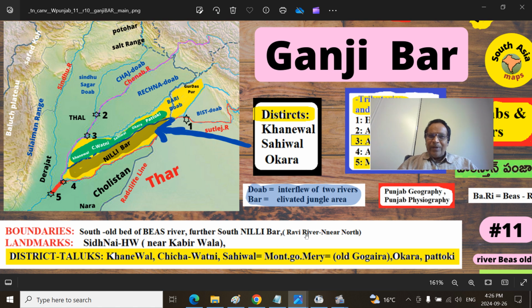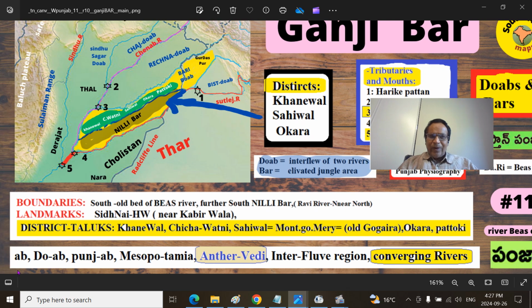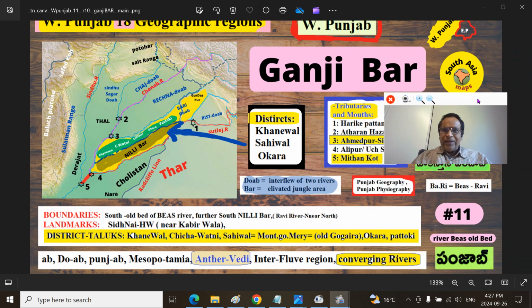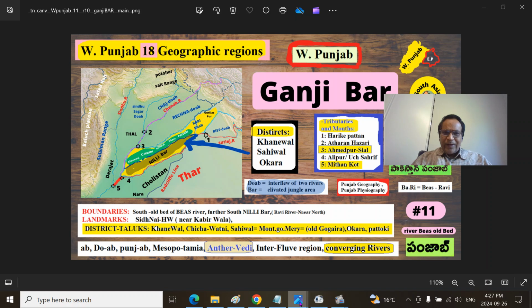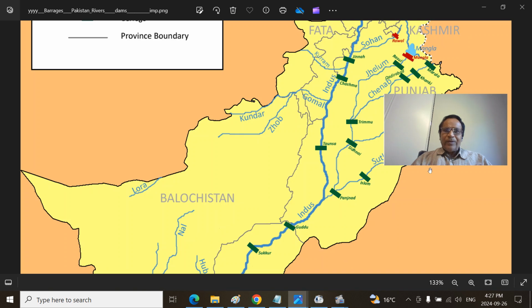Ravi River is the north. The landmark is the Sidhnai headworks near Kabirwala in this region. That is actually on the Ravi River, Sidhnai headworks. And a little further will be the Panjnad headworks near Mithankot. So we have already looked at the Doab, interflow area, and so on. Now, essentially the same thing we talked about in the previous part. We can now look at some of the fascinating areas. So here I have shown it broadly.